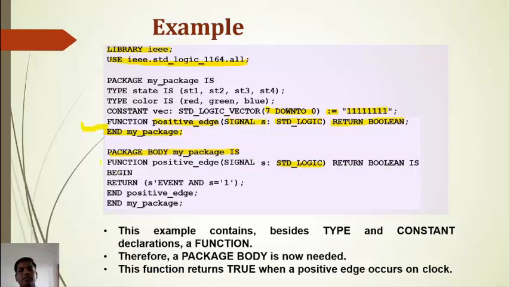So as far as this is concerned, this example contains, besides type and constant declarations, a function. Therefore a package body is now needed. This function returns true when a positive edge occurs on a clock.